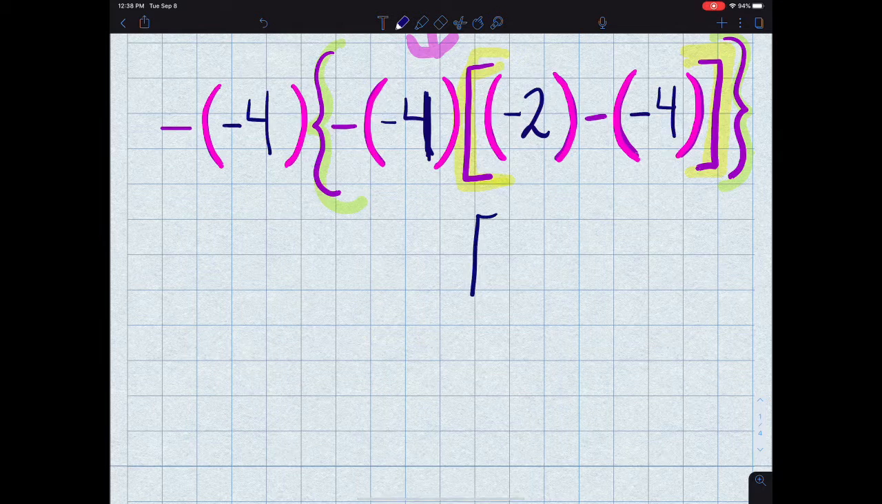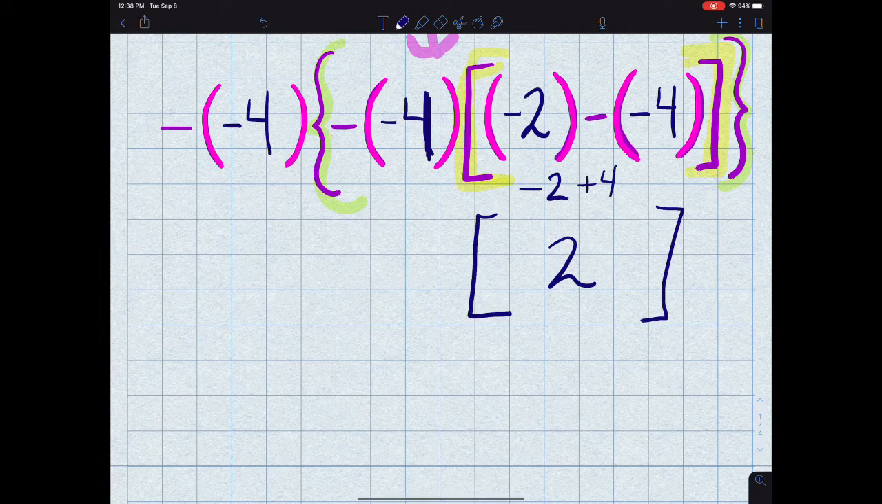So I'm going to do this P minus A first. -2 minus a -4 is the same as -2 plus 4. Okay, so -2 minus a -4 is -2 plus 4. Or basically 4 minus 2, if I just switch the order. So it's going to be a +2 in there.